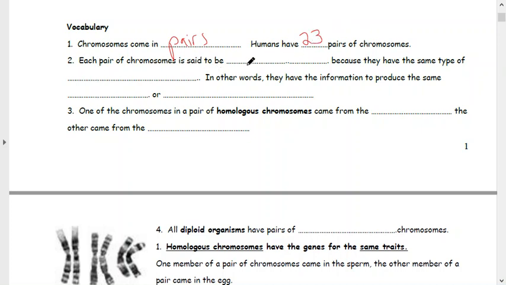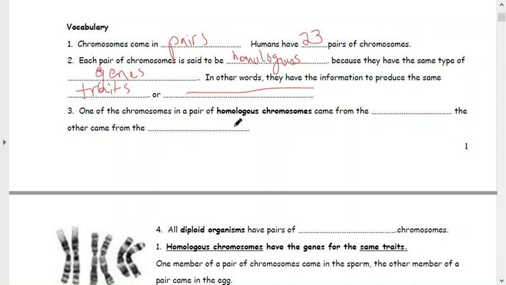Each pair of chromosomes is said to be, I'm looking for the vocab word here, blank, because they have the same type of blank. So this should be homologous. Each chromosome is homologous because they have the same types of genes. In other words, they have the information to produce the same. We're just going to say traits.